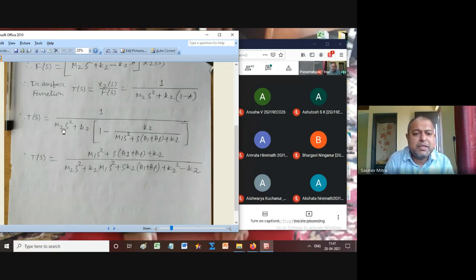Then do the cross multiplication, and you are finding that this m1 s square plus s b1 plus b12 plus k2 directly goes to the numerator. Then m2 s square also comes here. Then multiply this cross multiplication and minus k2. Now if you leave it like this, you are still going to get the full marks.